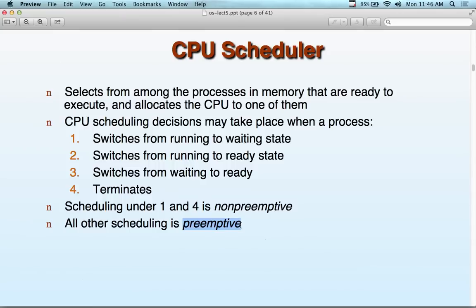However, if we're under 1 through 4, if we go non-preemptive, under 1 and 4, 1 is the switching from running to waiting state. We can't preempt it. It's non-preemptive. Or number 4, if it's terminated, don't stop. Just let it go. It's done. So if it's a terminated process, we don't need to schedule it anymore. So all the other ones we preempt.